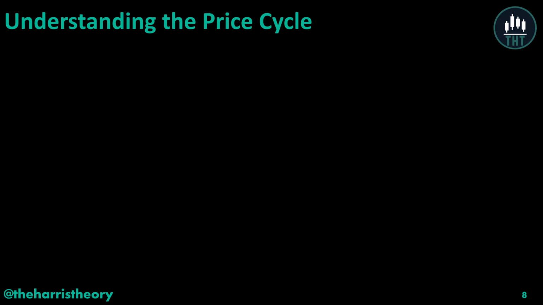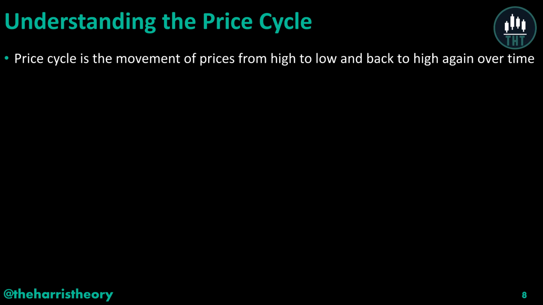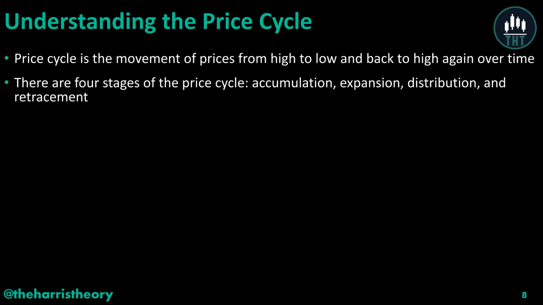Understanding the price cycle. The price cycle is a pattern that occurs in the financial markets as a result of interplay between supply and demand. The price cycle is the movement of prices from high to low and back to high again over time. There are 4 stages of the price cycle: accumulation, expansion, distribution, and retracement.